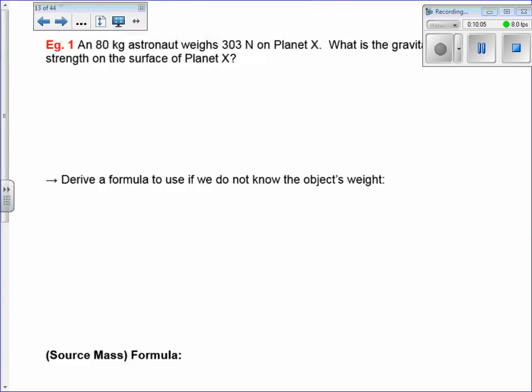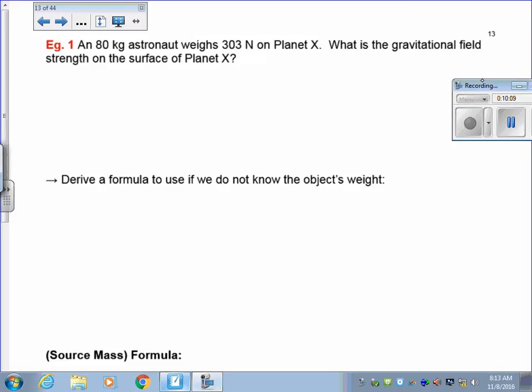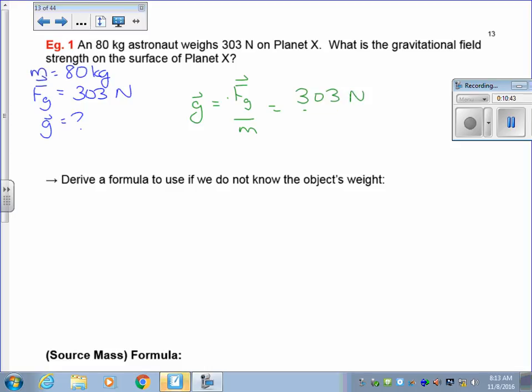So we'll do an example here with that formula. An 80-kilogram astronaut weighs 303 newtons on planet X. What is the gravitational field strength on the surface of planet X? So we know the mass of the astronaut is 80 kilograms. The weight of the astronaut, or the force due to gravity that he experiences, is 303 newtons. And we want gravitational field strength. So pretty simple calculation. Big G, whoops, sorry, getting ahead of myself. g equals Fg over m. So 303 newtons over 80 kilograms, which is 3.8 newtons per kilogram. It would not be wrong if you wrote meters per second squared. I wouldn't take marks off for that.